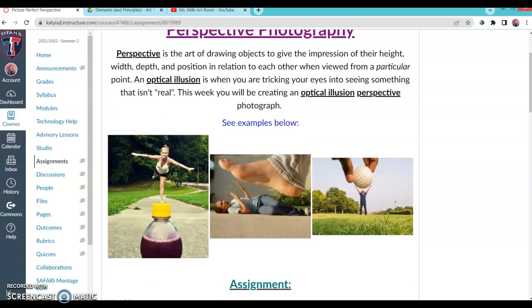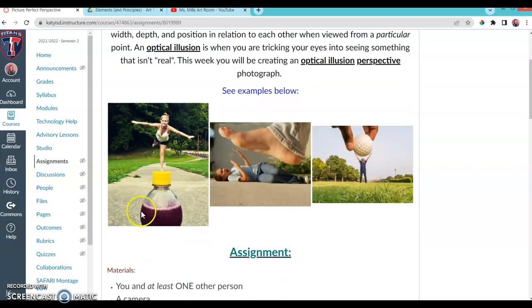And here are some examples of what I mean. So this person looks like she's standing on top of a bottle. This person looks like they're being crushed. And this person is so tiny, but this golf ball looks humongous and it looks like they're about to hold it. So that is essentially what we're going for.